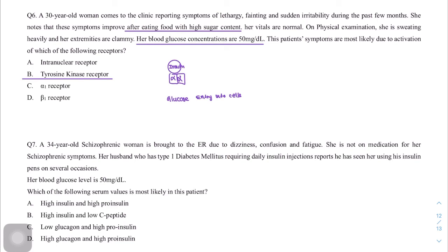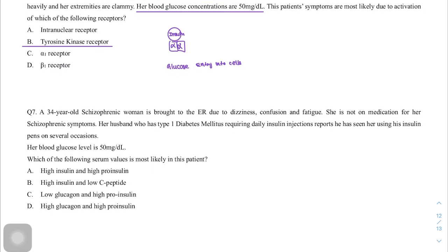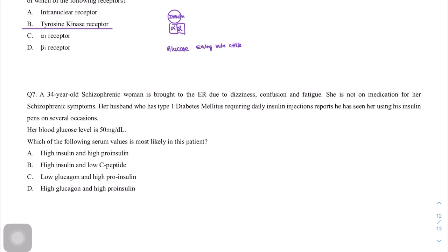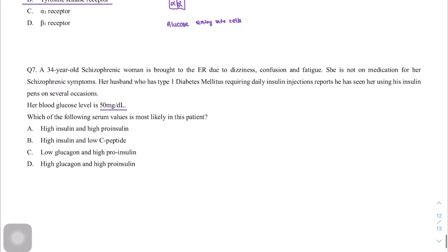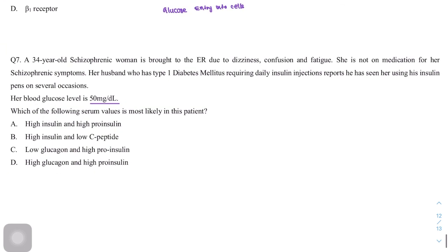Now let's take a look at the next question. That is question 7. A 34-year-old schizophrenic woman is brought to the ER due to dizziness, confusion and fatigue. She is not on medication for her schizophrenic symptoms, and her husband, who has type 1 diabetes mellitus requiring daily insulin injections, reports that he has seen her using his insulin pens on several occasions. Her blood glucose level is 50 milligrams per deciliter. That means she has taken insulin, which is explained here. So which of the following serum values is most likely in this patient?